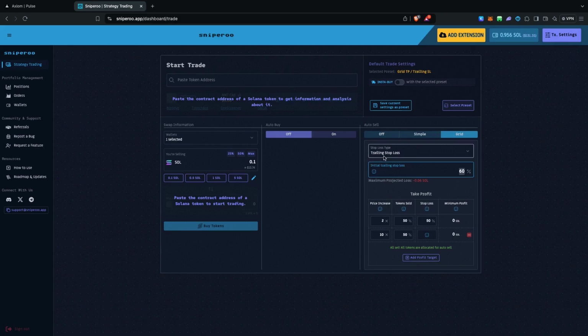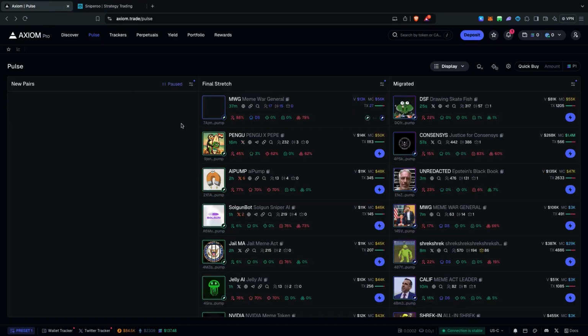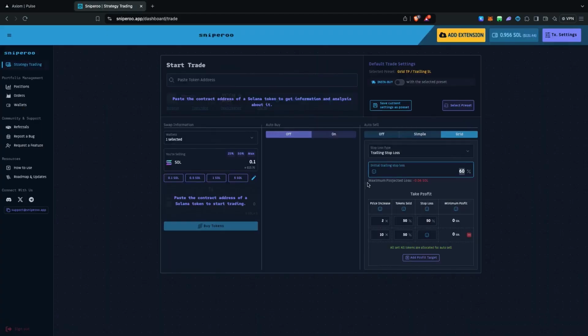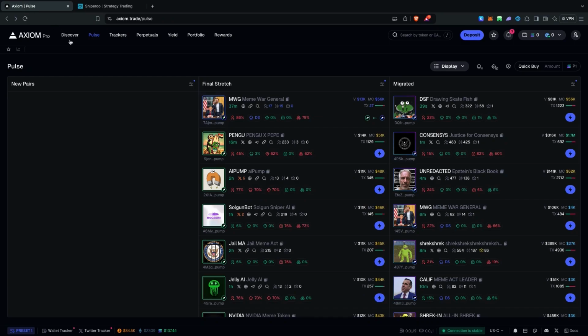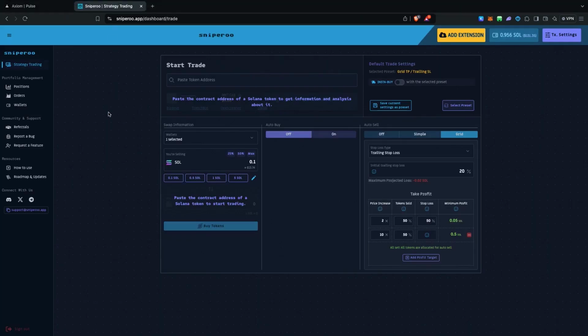So basically, the trailing stop loss is going to prevent you from having any rug pulls or losing any type of profits. So for example, on Sniperoo, if I put a 20% trailing stop loss, obviously in conjunction with Axiom Pro and the filters that I'm about to reveal to you, trust me, you guys are going to have a 92.8% win rate. Trust me, if you want a win rate as high as above 92%, use the filters that I'm going to tell you and use Sniperoo.